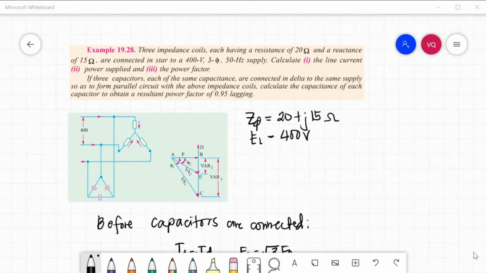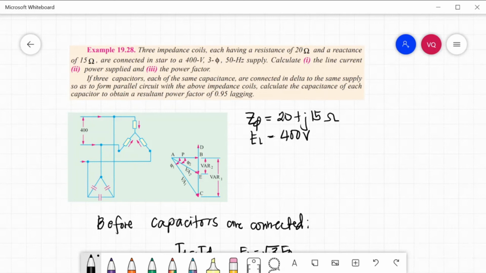Next example, we have 3 impedance coils, each having a resistance of 20 ohms and a reactance of 15 ohms, connected in star to a 400 volts 3-phase 50 Hz supply. Calculate A, the line current, B, the power supplied, and C, the power factor.